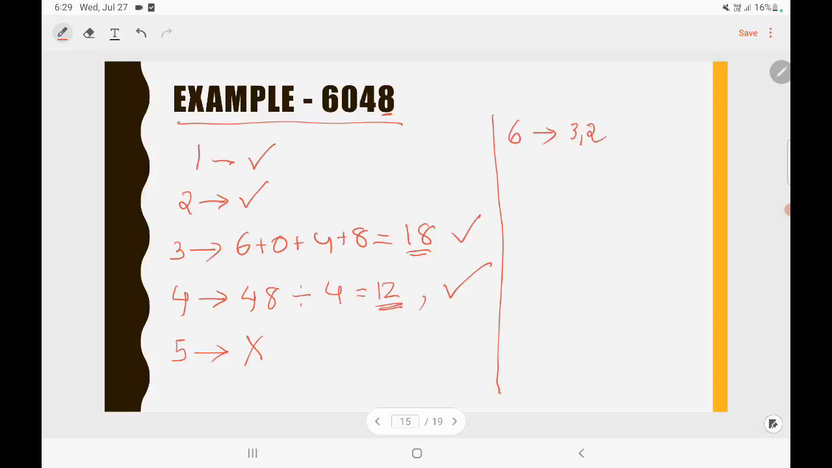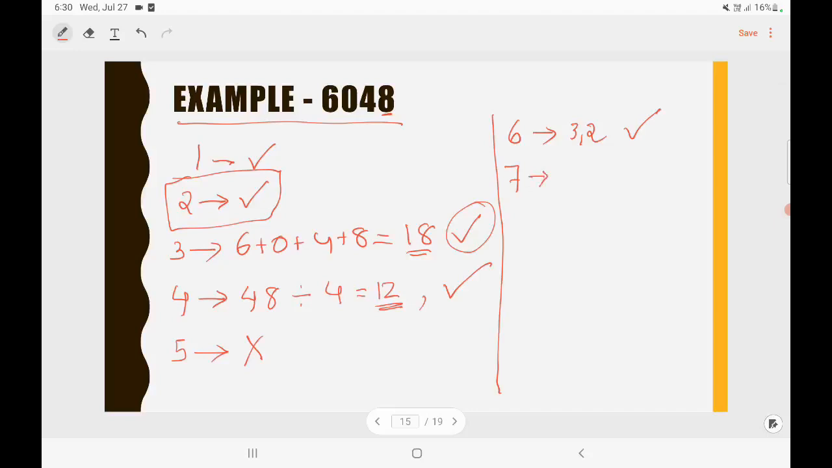Here 6048 is divisible by 2, right? We already checked here. Is 6048 divisible by 3? Yes, again we have checked here. So 6048 is divisible by both 3 and 2. Therefore 6048 is divisible by 6. Now we'll check 7, right? For 7 what we need to do? We need to do some steps.